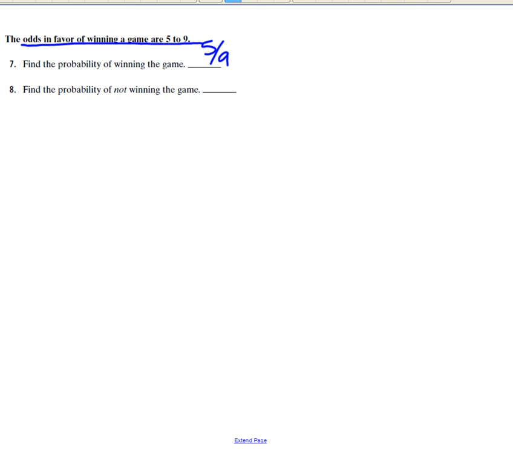What's the probability of not winning the game? Why do we know it's 4 out of 9? Because either something happening or not happening has to add up to 100%. So the only thing you can add to 5/9 to get 9/9 is 4/9. Nice and easy. Hopefully we're getting this down.